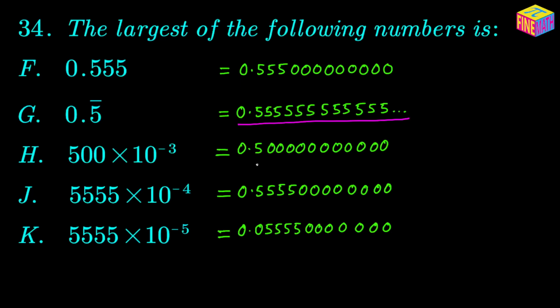Then the third one is 0.5, so that is also much smaller than the repeating 5s. And if you look at the fourth one, that is also 0.5555. After that come zeros, so that is also smaller than the repeating 5s. And similarly, the fifth one is actually the smallest one because it already has a 0 right after the decimal point. So if you were asked to find out which one is the smallest one, then the answer would have been the fifth one, which is option K.